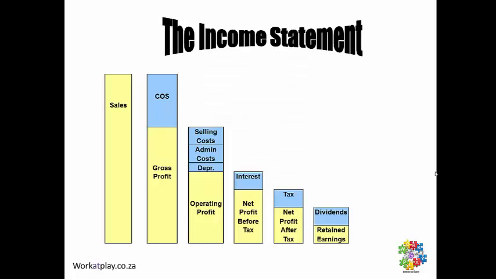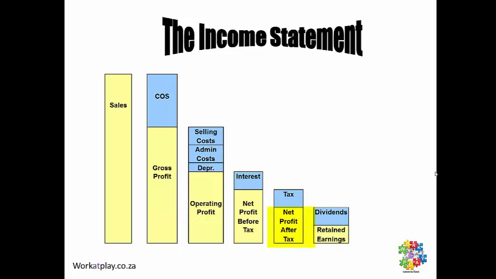Really, this is a diagram of the income statement. You've got sales, less cost of sales gives me my gross profit. I'm taking the sales less the blue bit, which leaves me with gross profit. I take the rest of the blue bit, which is all my expenses, and that gives me operating profit, less interest, less tax. I'm left with profit after tax. That belongs to the shareholder.